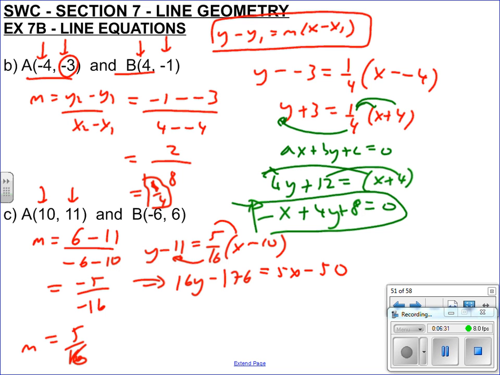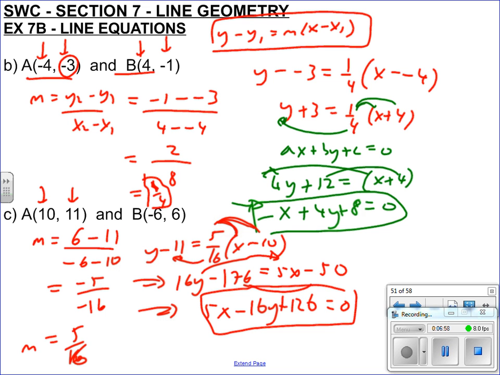So you see, when you're getting good with your algebra, you can multiply this bracket out by the 5 straight away. Bring all the stuff over, so I'm going to subtract 16y from both sides, and I need to add 176 to -50, so that's going to be -126. Sorry, it's going to be +126 = 0. Okay, so that is actually the end of the how-to video.